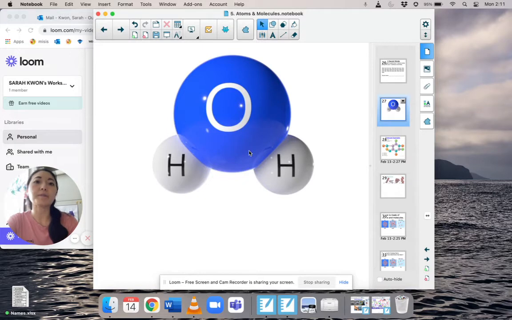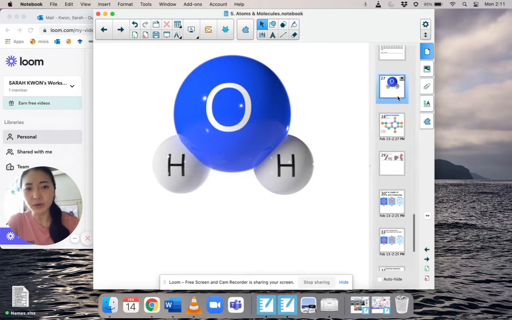And what's interesting is when these atoms are separated, when they're not stuck together, they would be completely different. This is obviously a molecule of water. But if you had hydrogen by itself, it would be a gas, and oxygen by itself, as you know, is a gas too. So that's important to know.